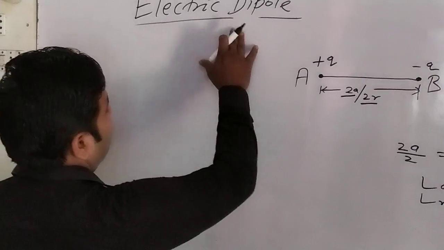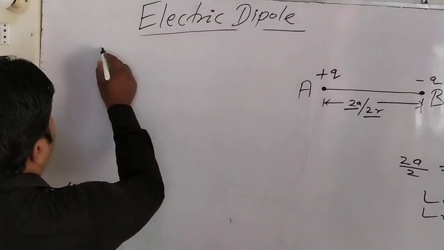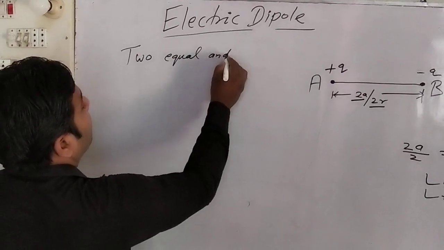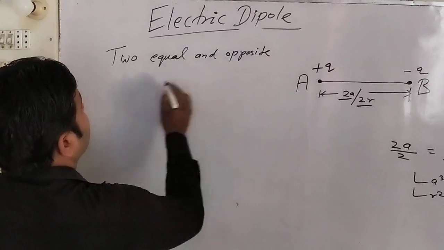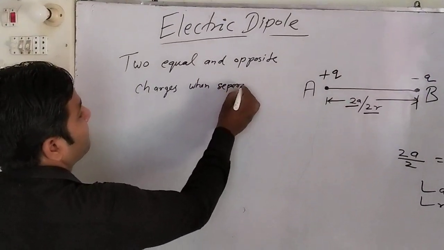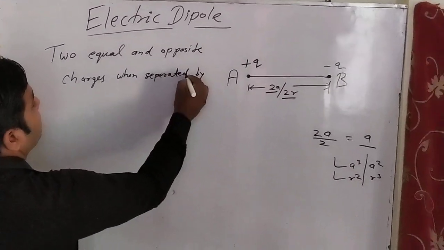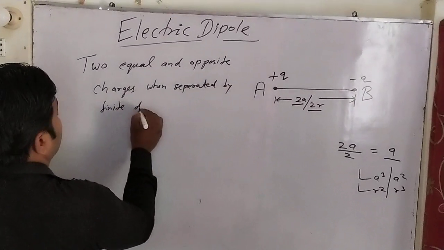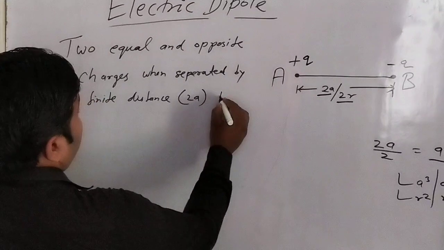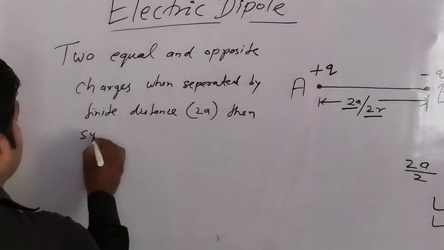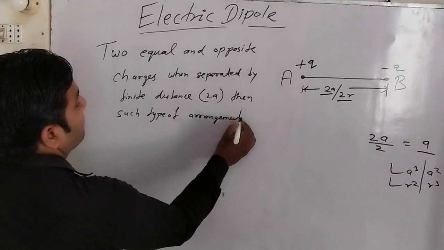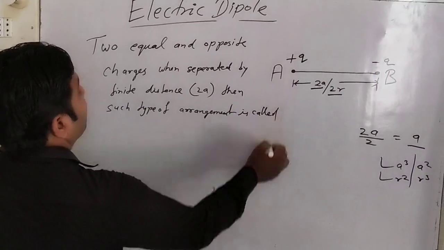So the definition or concept of electric dipole: two equal and opposite charges, when separated by a finite distance, either 2a or 2r, no matter, then such type of arrangement is called an electric dipole.